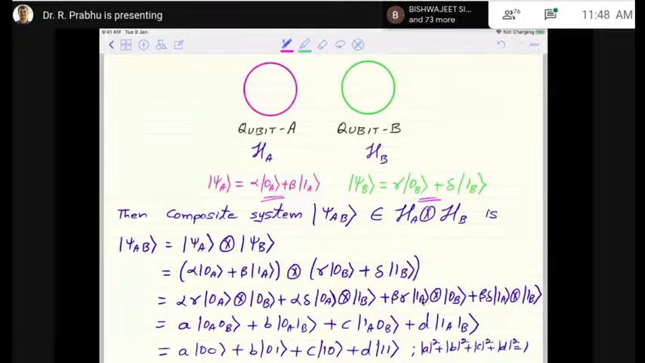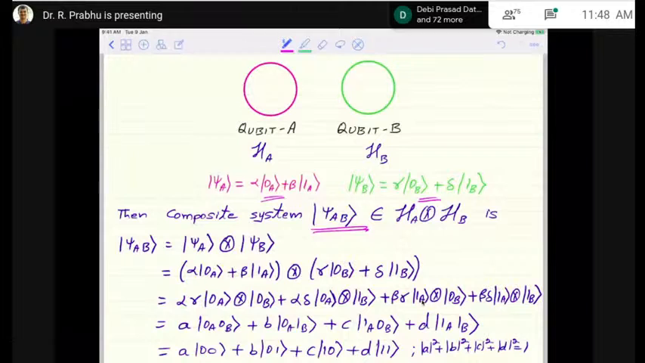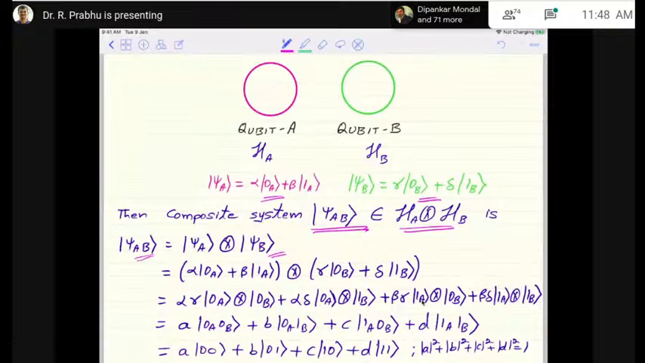I have taken arbitrary alpha and beta as the mixture parameters for these two states, and similarly gamma and delta in the Hilbert space B. Now if you want to write a composite system made up of both particles, you can write this as H_A tensor H_B. Basically, it is writing your wave function as the tensor product of the wave function of particle 1 and the wave function of particle 2.